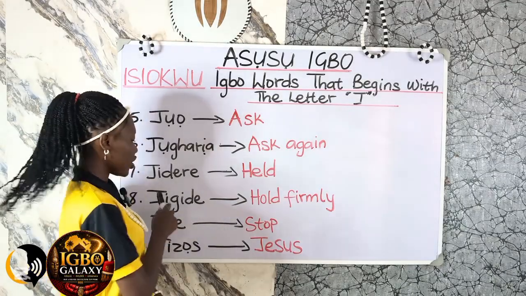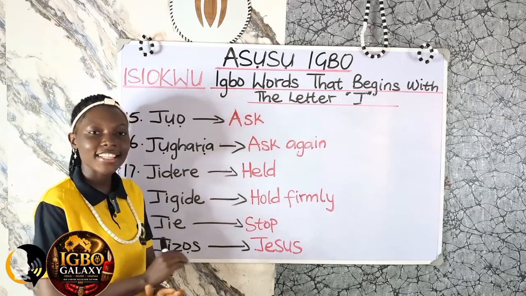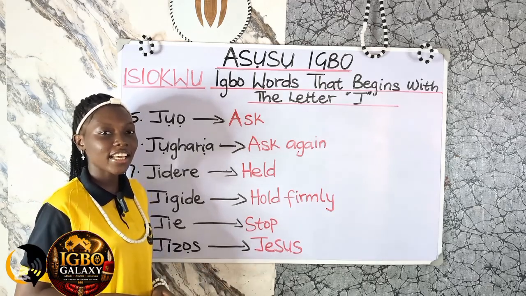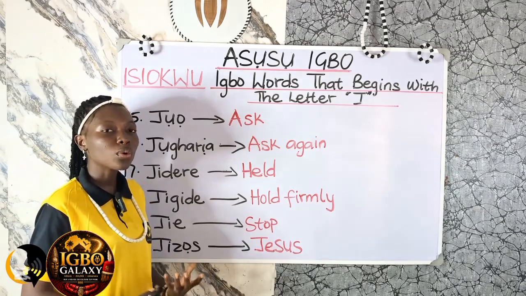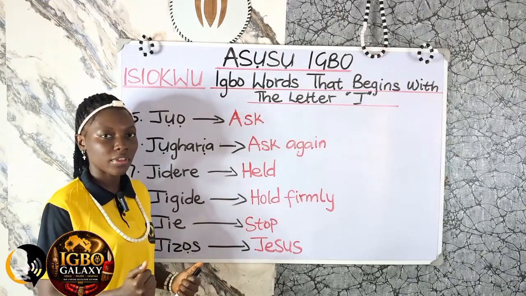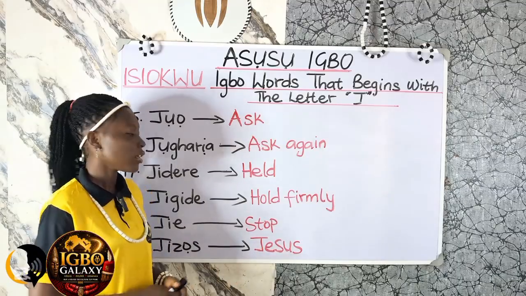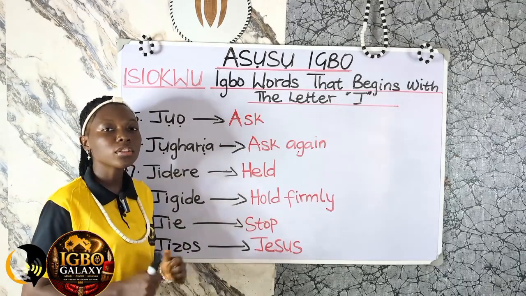Jigide, to hold firmly, never letting go. That is to grip something, to grab something, to clutch on something. Jigide, hold firmly.